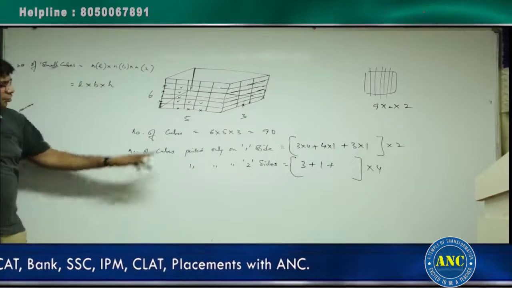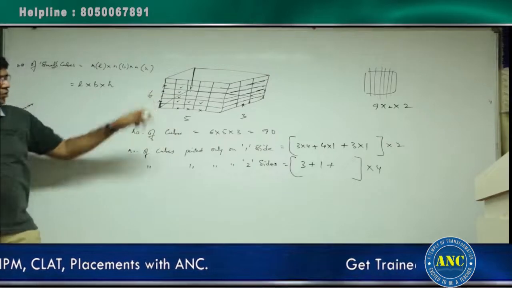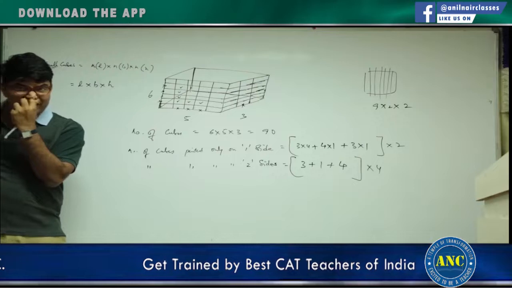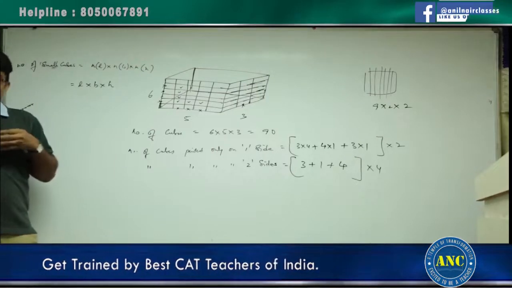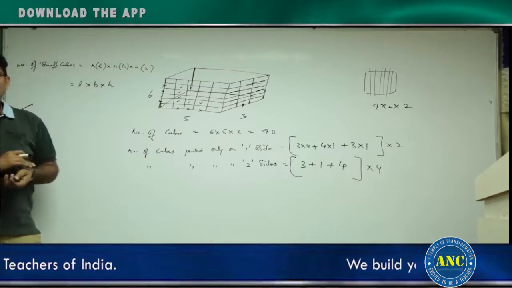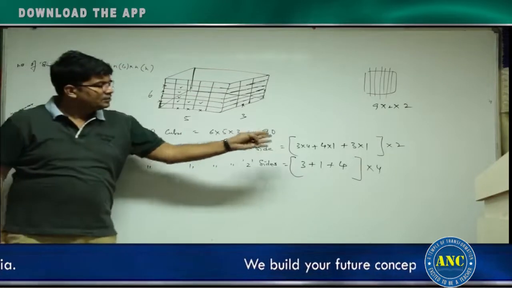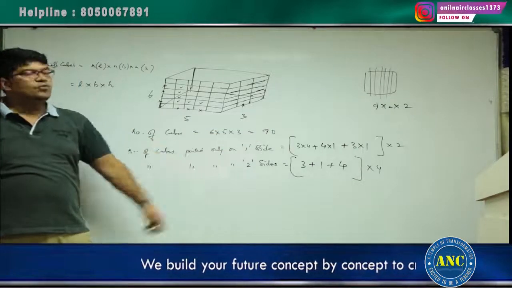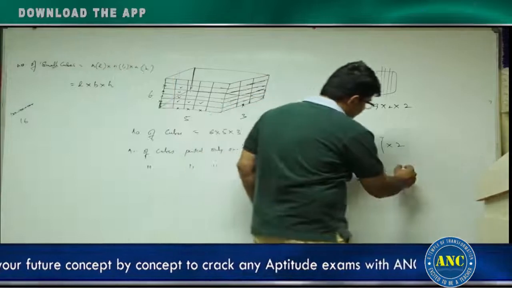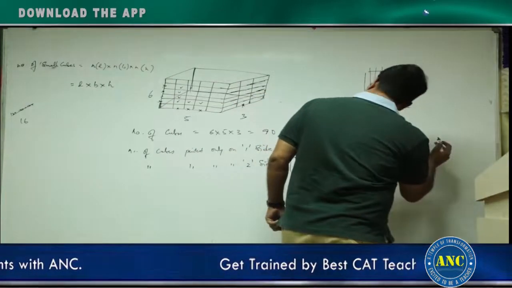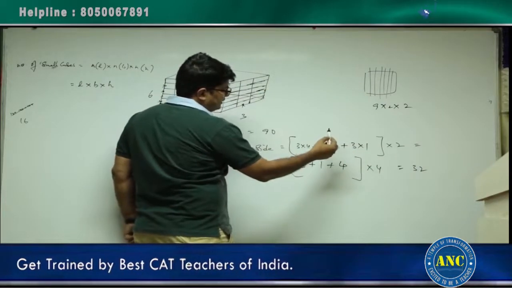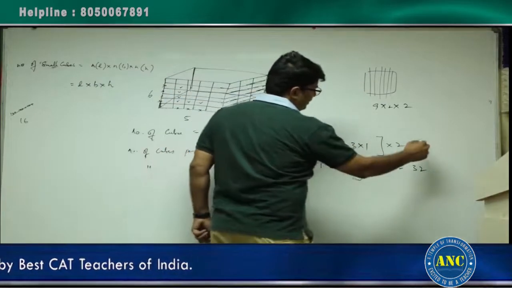So 3 plus 1 plus 4, times 4. Why times 4? Because for every length there are 4 edges. Are you okay? So basically 3 plus 1 plus 4, times 4. 3 plus 1 is 4. 4 plus 4 is 8. 8 fours are 32.